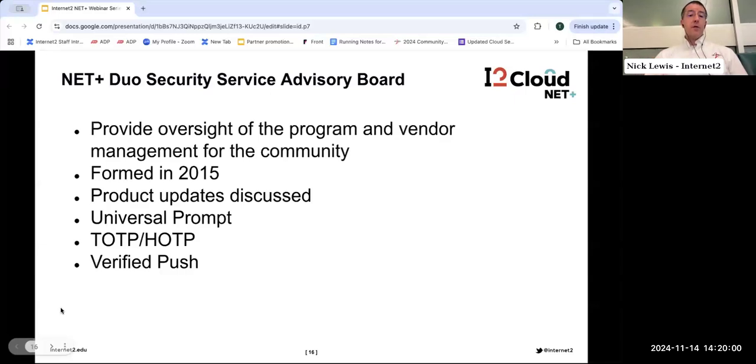And then we've done a similar type of update engagement around the Duo verified push. One of the aspects that we've engaged with Duo on around the verified push has been IT accessibility and the need for it to be usable by all users on your campus. All right, next slide.